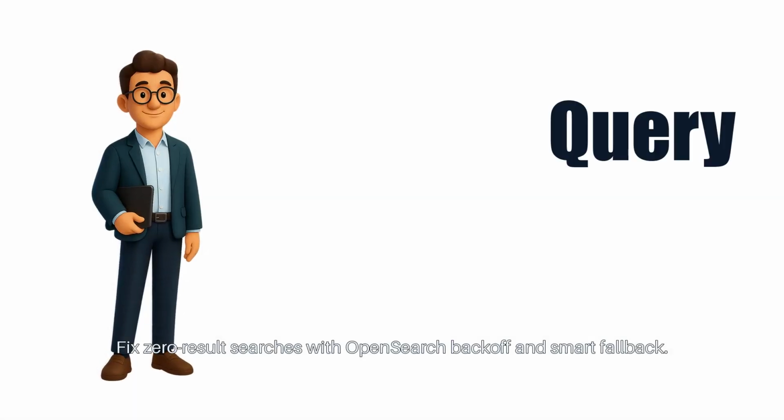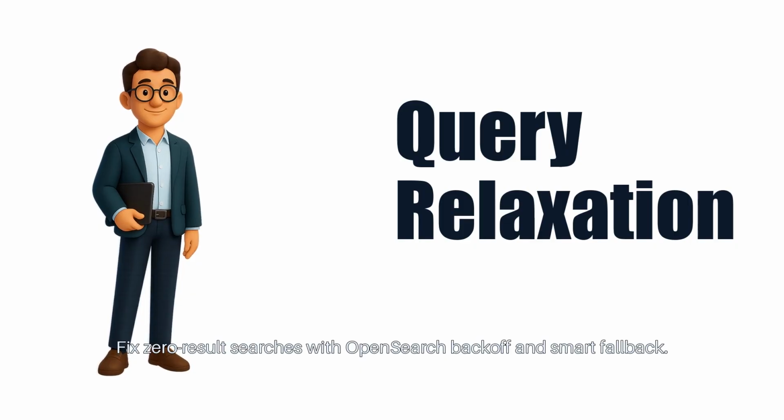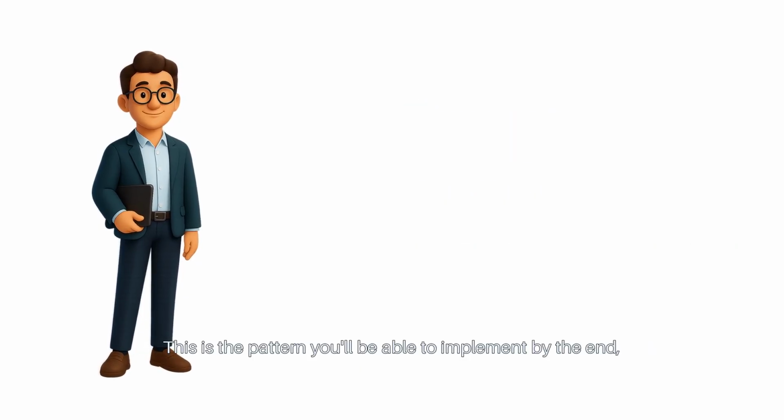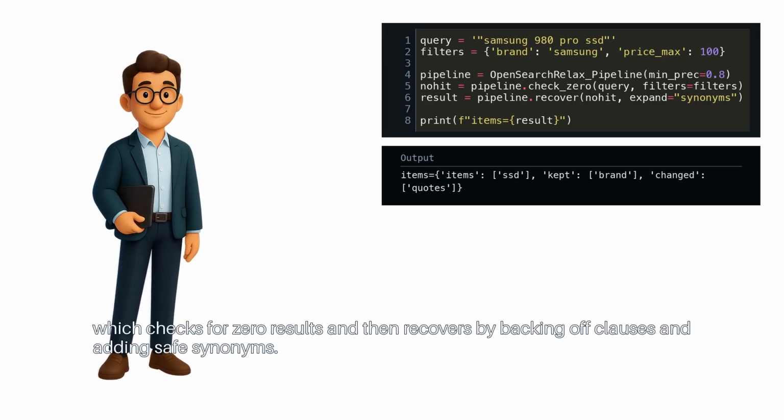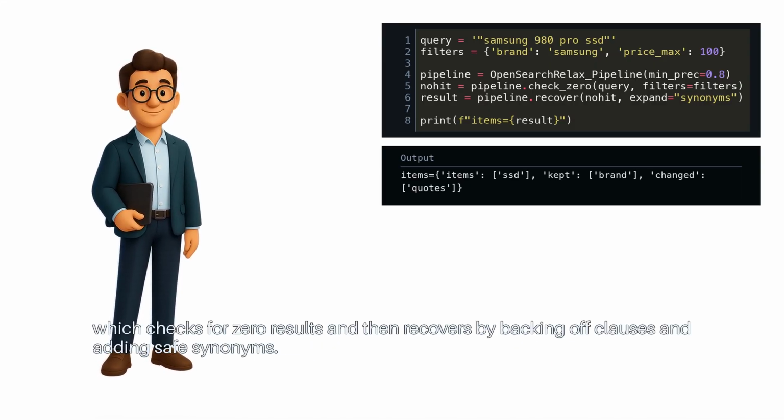Fix zero-result searches with OpenSearch backoff and smart fallback. This is the pattern you'll be able to implement by the end, which checks for zero results and then recovers by backing off clauses and adding safe synonyms.